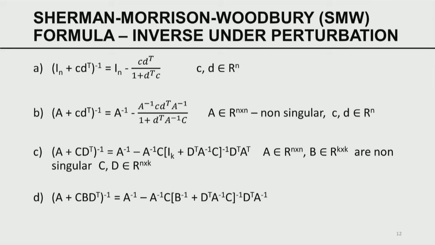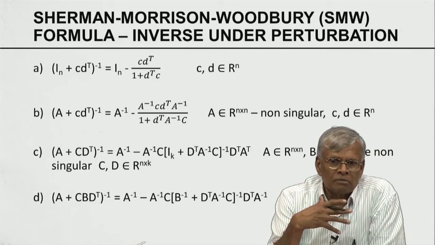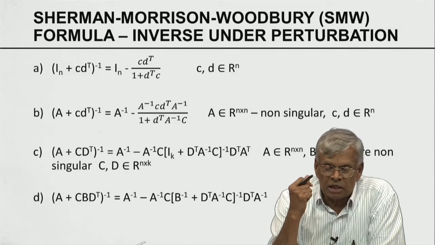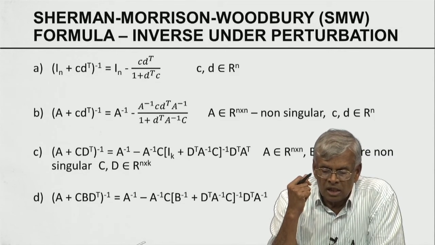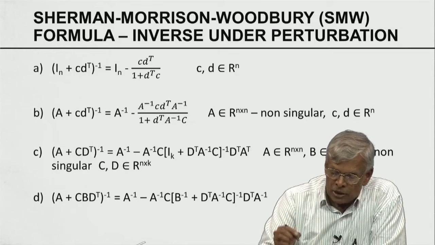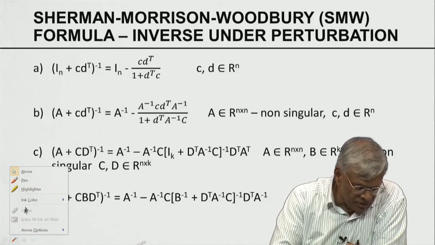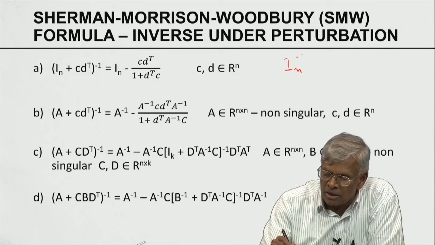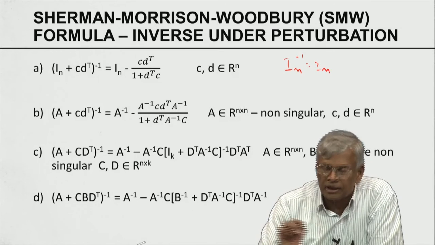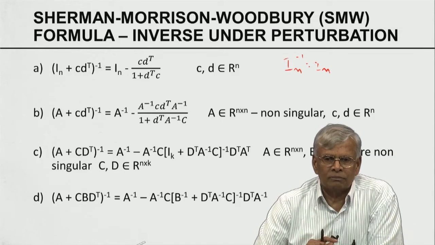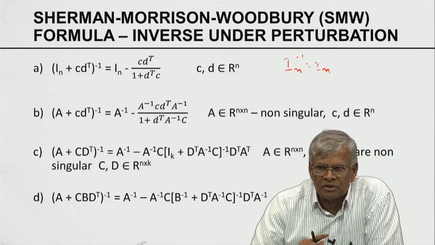Once you have the concept of inverse, I am going to introduce you to several different formulas relating to inverses. These are called Sherman-Morrison formulas, or inverse under perturbation. If I have an identity matrix, the inverse of an identity matrix is equal to itself. That's a general property we all know: the reciprocal of 1 is 1, and the reciprocal of the identity matrix is the identity matrix.